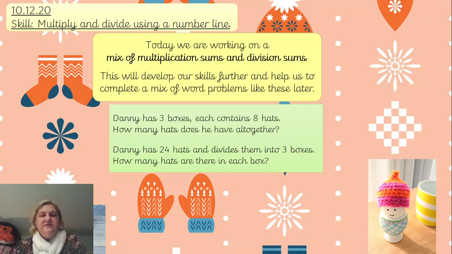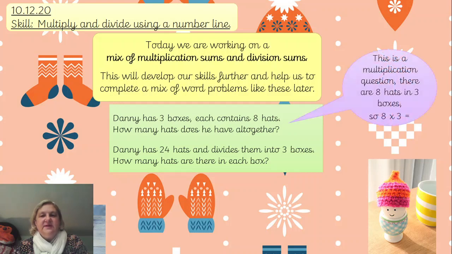We've got Danny has 3 boxes which contain 8 hats. How many hats does he have altogether? So he has 3 lots of 8 hats, so that is a multiplication question. So your question would be 8 times 3 equals.